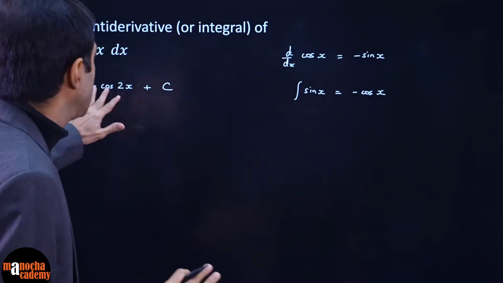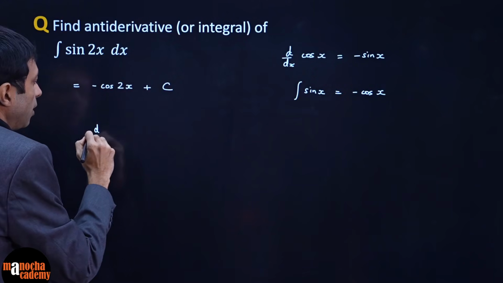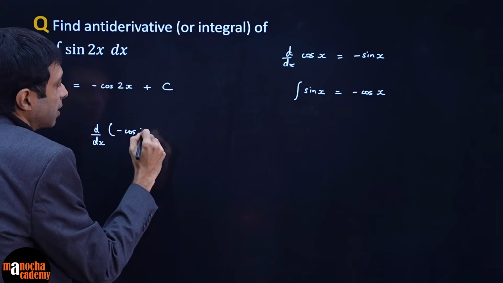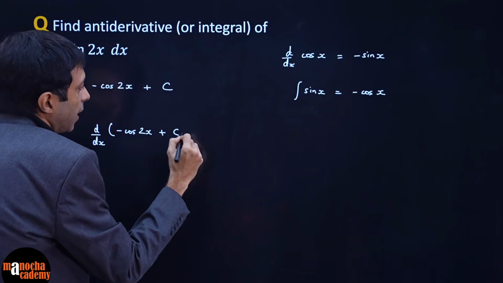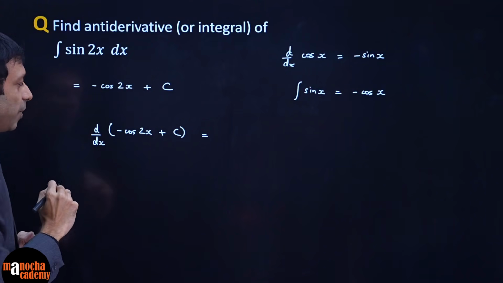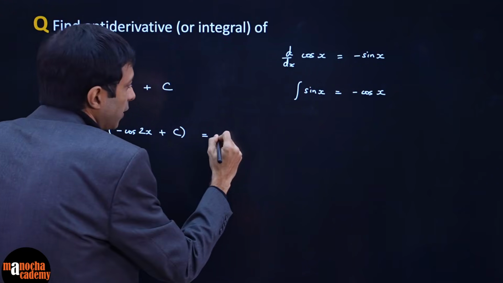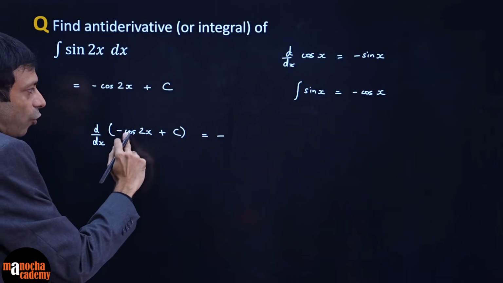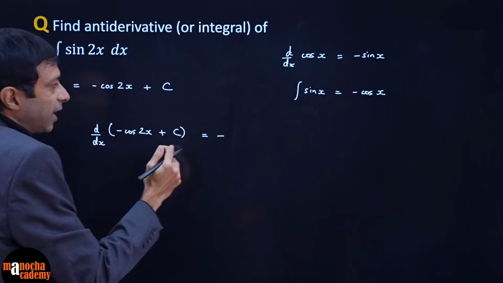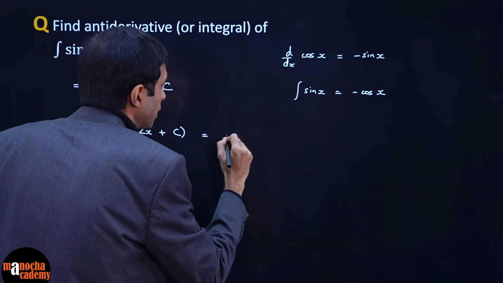Suppose you found this as the answer. Now you do this for me: d/dx of minus cos 2x plus c. So when you do differentiation of this, minus, and d/dx of cos 2x is minus, so the minuses will get cancelled. So this will basically give you sine 2x.